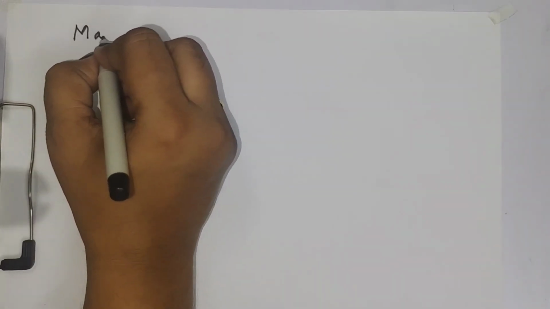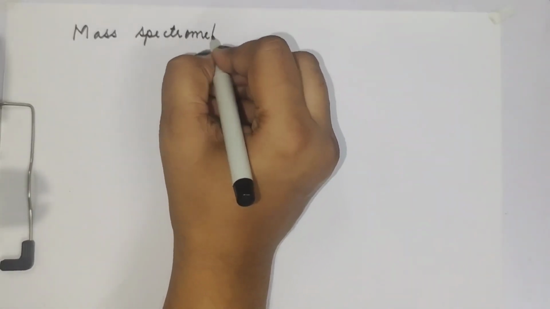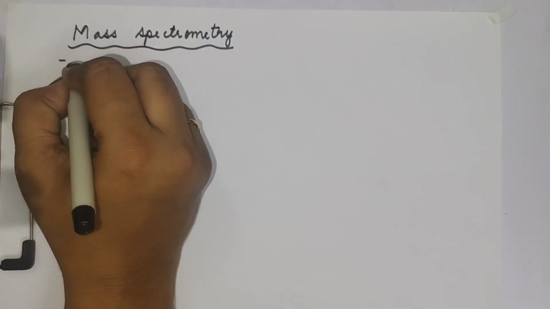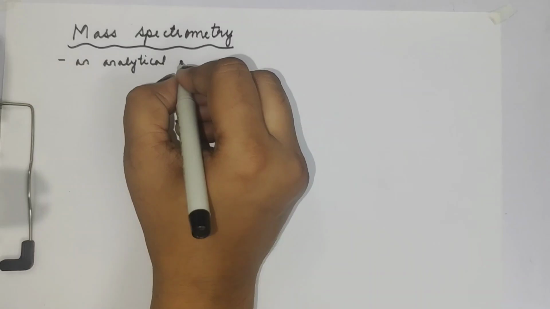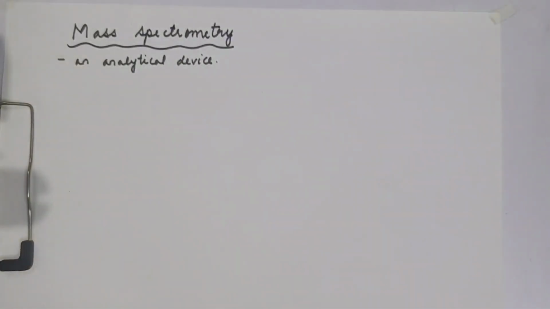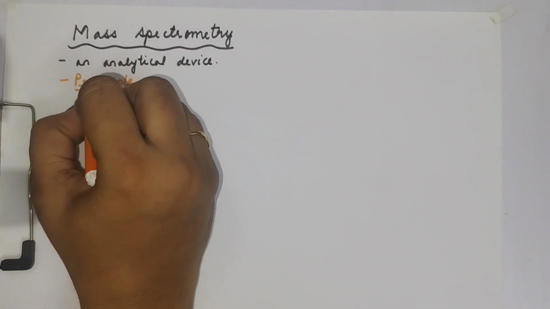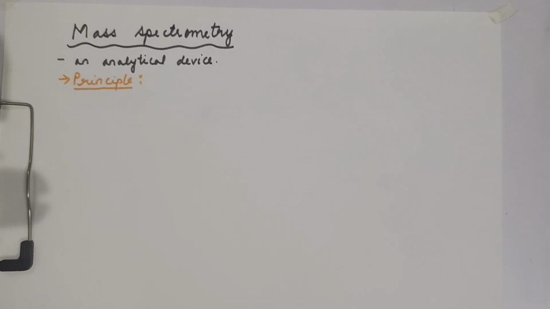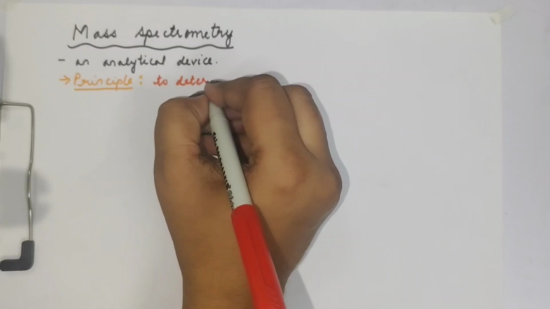So, the topic for today's video is mass spectrometry from chapter number 2 of class 12 biotechnology. It is also one of the ways to characterize the protein, and mass spectrometry is an analytical device which is used to measure the molecular weight of protein or peptide or any other chemical compounds. So, let us quickly see the principle on which this technique is based.